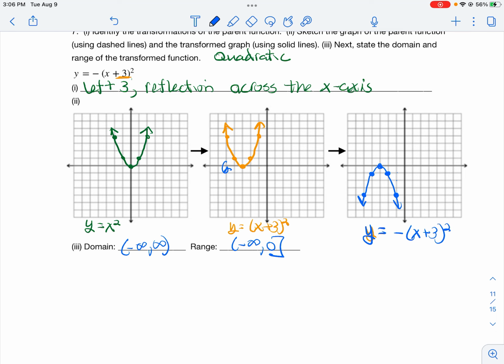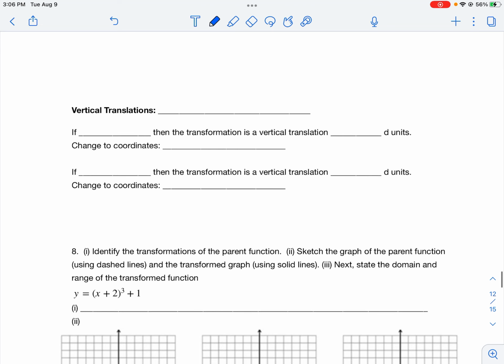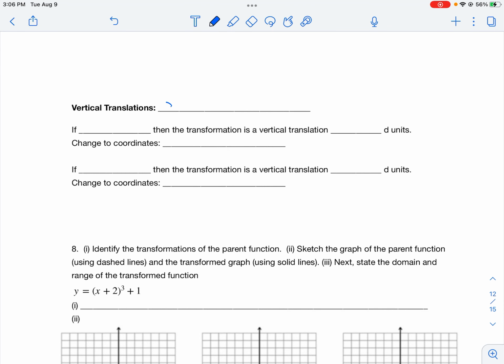Now we're to the last transformation. Okay, we're going to do vertical translation. This deals with the d when it's written in that transformation form of y equals a of f of b of x plus c plus d. Okay, so again, we are now looking at this term. It will tell us if we're moving up or down.